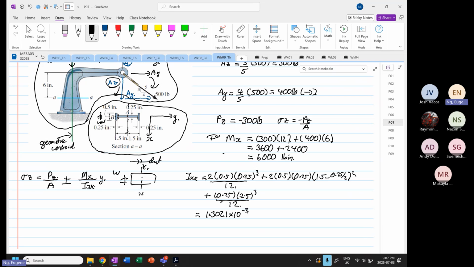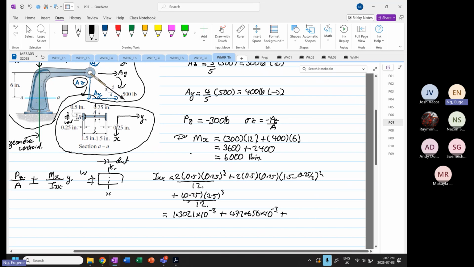Let me do it again. 0.25 to the power 3 times 0.5 times 2 divided by 12. Then plus 1.5 minus 0.25, divided by 2, squared, times 0.25 times 0.5 times 2, is equal to 472.656 times 10 to the power of minus 3. Let me do it again. Yes, 472.656.